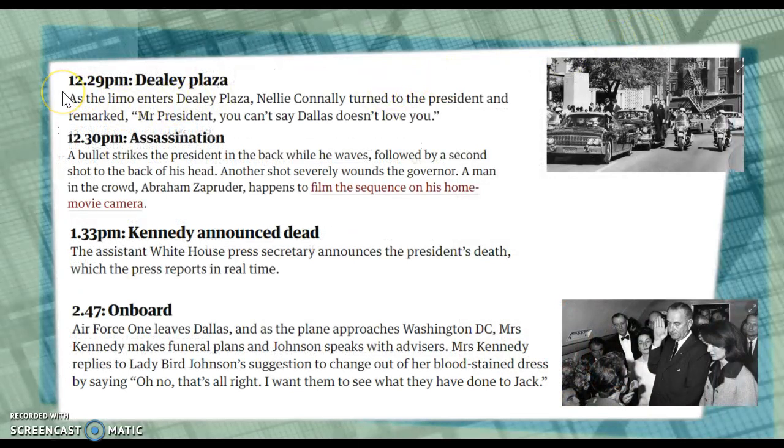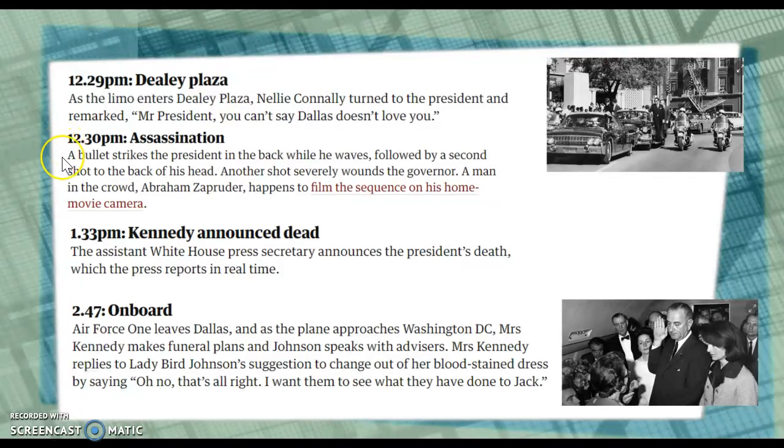At 11:29 in Dealey Plaza, the limo enters this area of the city, and Nellie Connally turned to the president and remarked, "Mr. President, you can't say Dallas doesn't love you." And I think she's referring to all the people who were standing there watching.